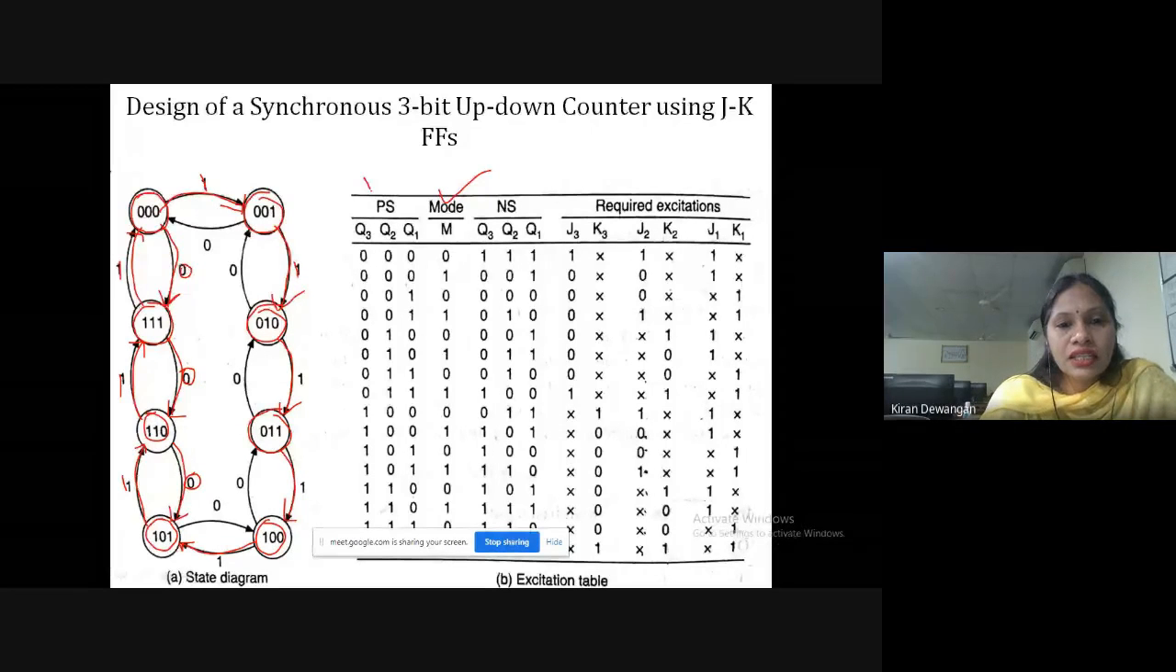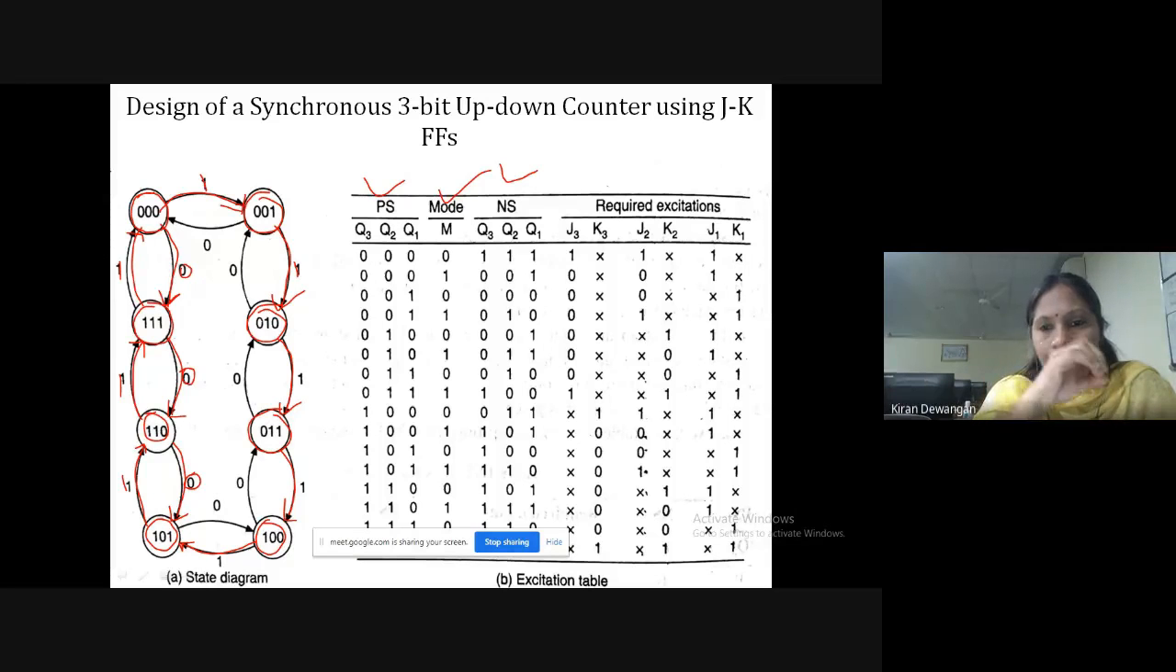We'll see the present state, next state and the mode M, and this will be our required excitation. Now we'll see one by one. Q3, Q2, Q1, M: this is our present state with mode M, and this is our next state. So first of all, we'll write this part of the excitation table, that is the present state, mode and the next state.